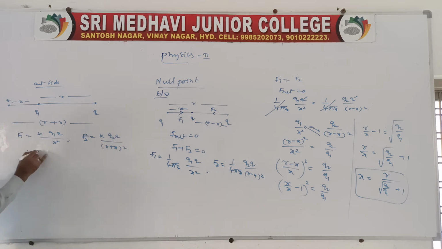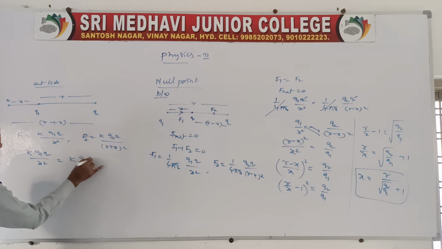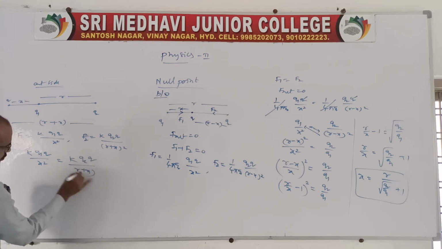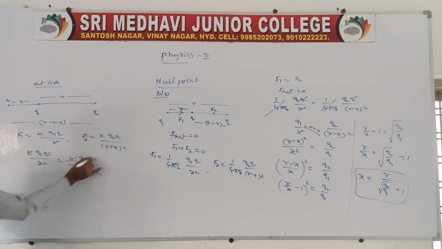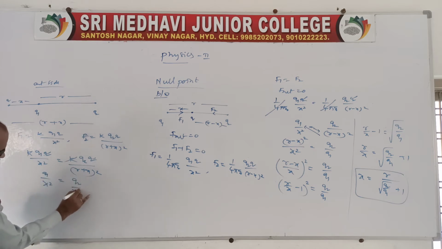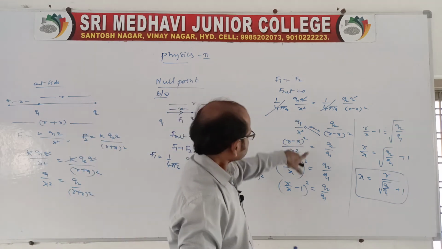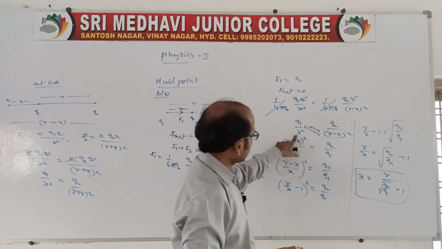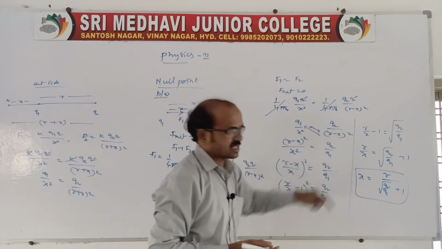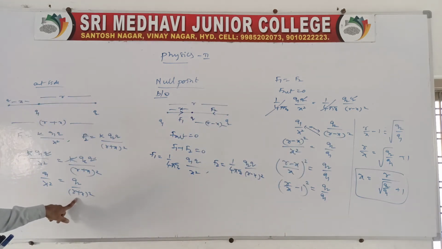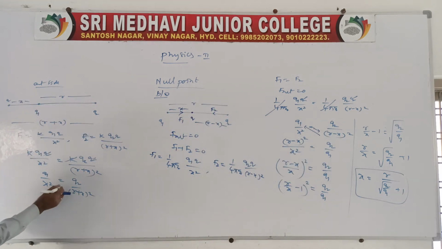You do k q1 by x square is equal to k q2 by r plus x whole square. You cancel k q. So q1 by x square is equal to q2 by (r plus x) whole square. Of course, you look at here, it is q1 by x square is equal to q2 by (r minus x) square. Here r plus x is there. Again you do the same cross multiplication like this. So finally we will get it for the outside of the charges.